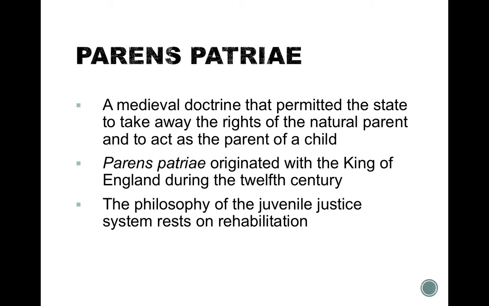Basically what happens as the juvenile court has developed is it's looked at with this doctrine called parens patriae, and that literally means the state as father. This permits the state to take away the rights of the natural parent and to act in the best interests of the child. This doctrine originates with the King of England in the 12th century, and it still really is a bedrock of the juvenile justice system, which is based on rehabilitation.